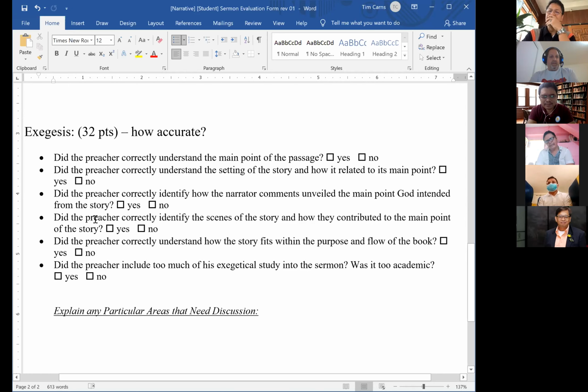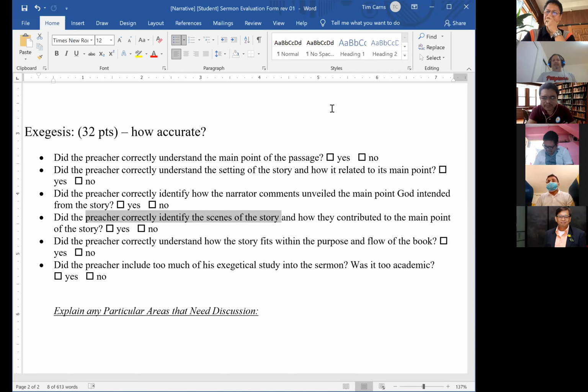Did the preacher correctly identify the scenes of the story and how they contributed to the main point? Again, as you're walking through the story, I don't mean summarizing each scene. What I mean is, is it clear that you've broken up the story and told it that way, rather than reading a large chunk or going verse by verse, but that you've identified each scene and you tell the story scene by scene? Or, if there's a long scene, that you've broken it up appropriately, to tell it in an effective way.